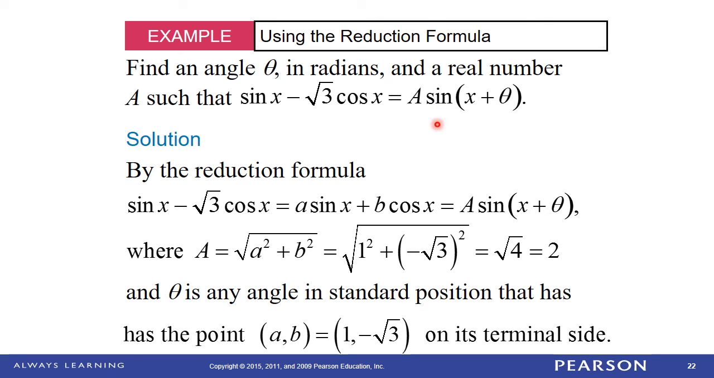All right, how do we do this? First of all, we identify the small a and the big A values here. We have sine of x, so the a value is just the 1 in front. The b value is negative square root of 3. First, we plug into this formula, the square root of a squared plus b squared. As we do that, we figure out that we get a 2.